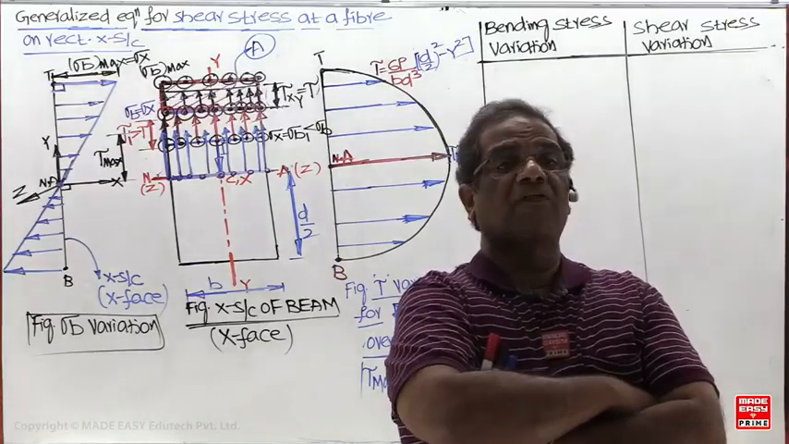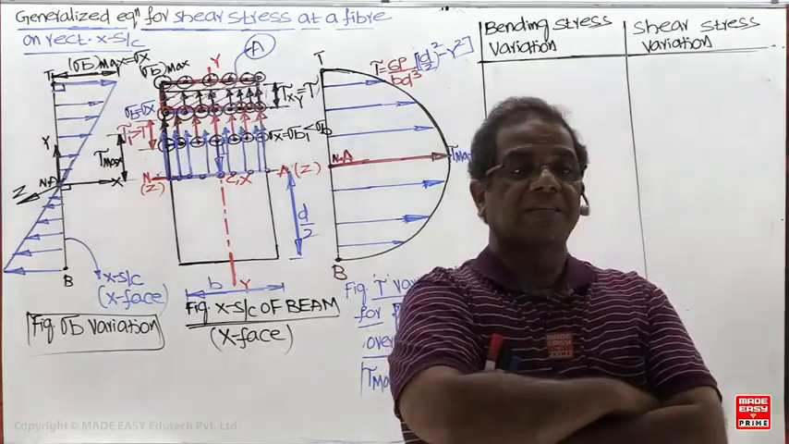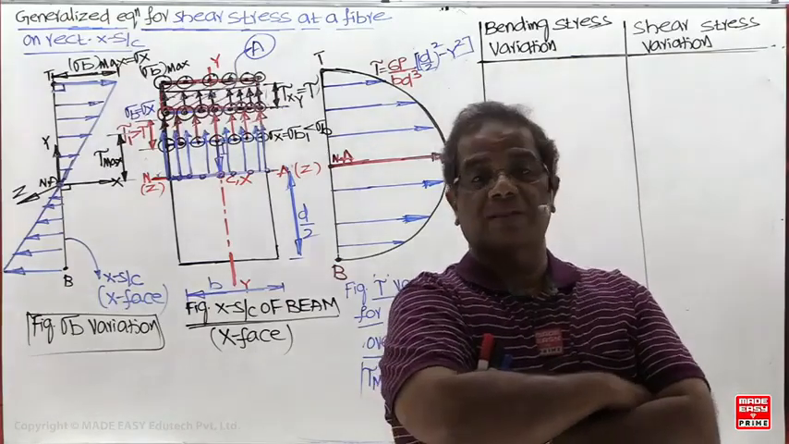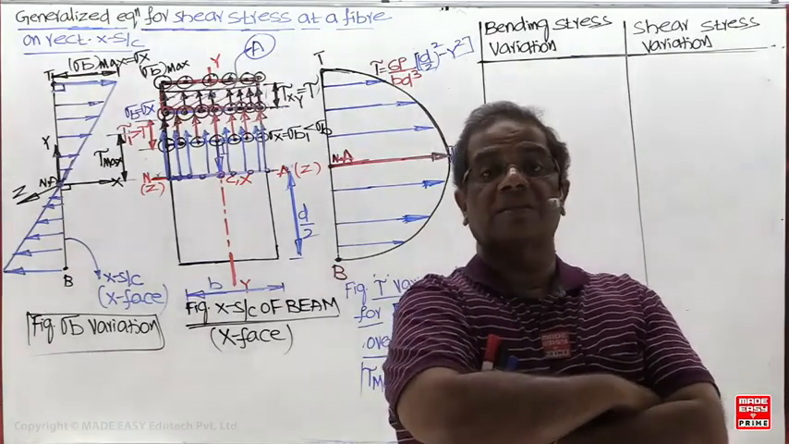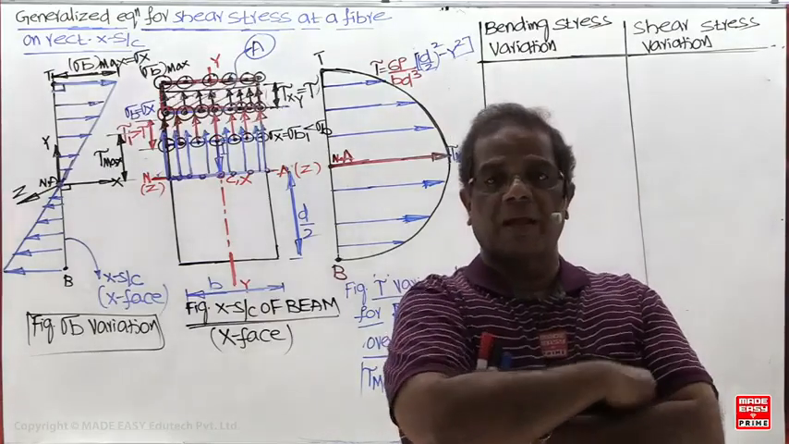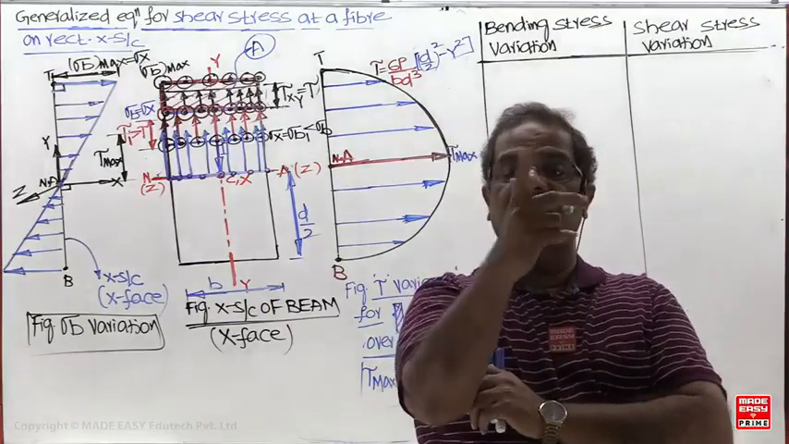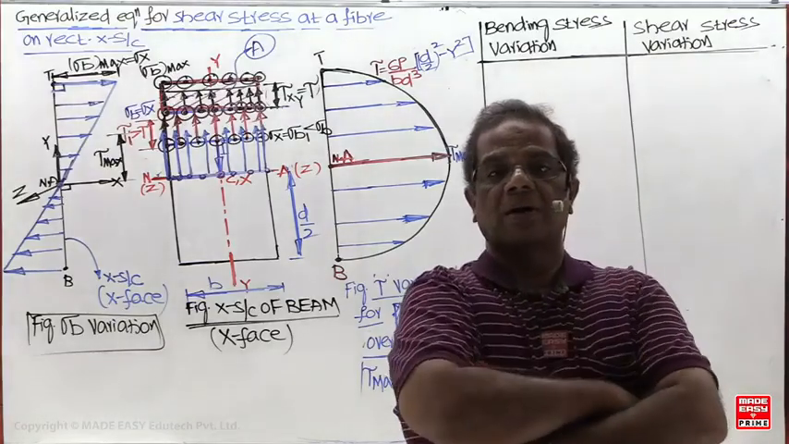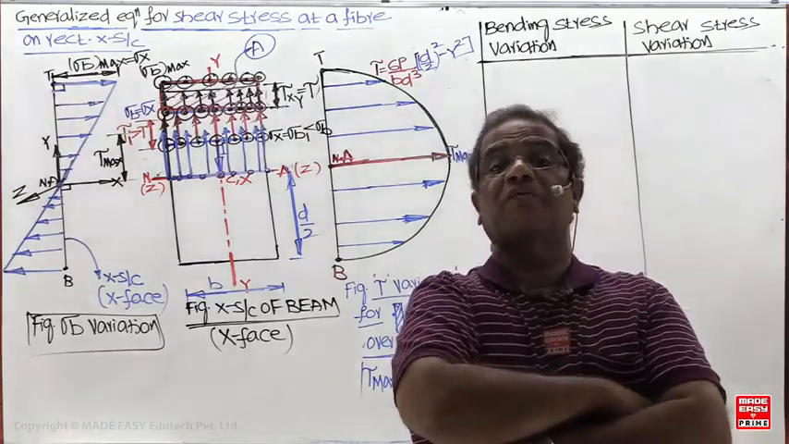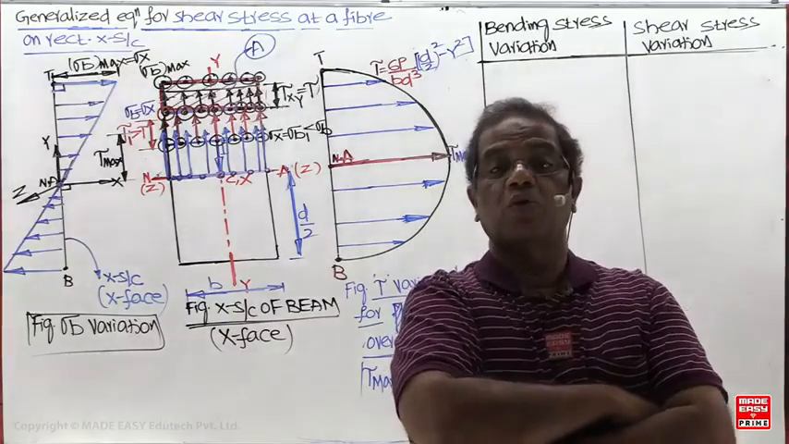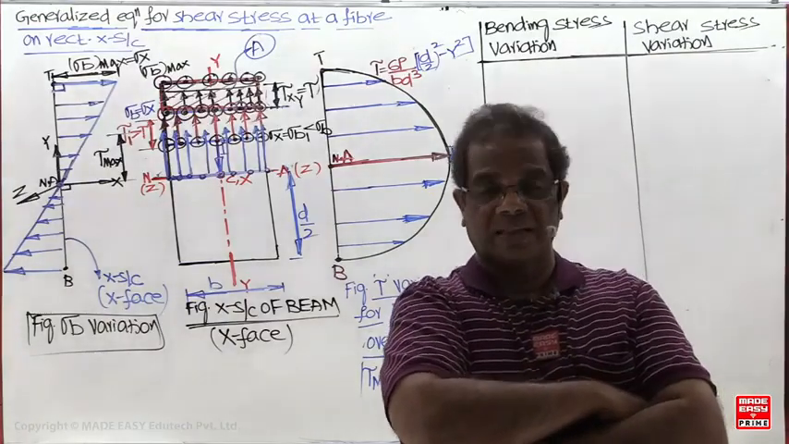At the junction of flange and web, two shear stress values exist. Shear stress is inversely proportional to b. The width of the flange and the width of the web are different. The width of the flange is more, the width of the web is less. So since there are two different widths, two different shear stresses will be there. At the junction of flange and web, two different shear stress values exist.